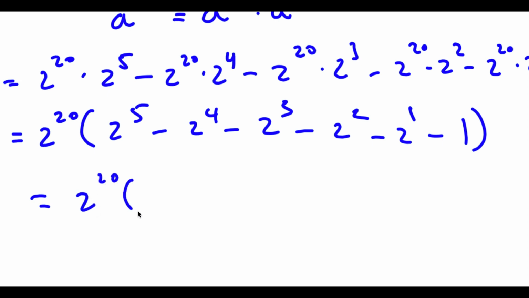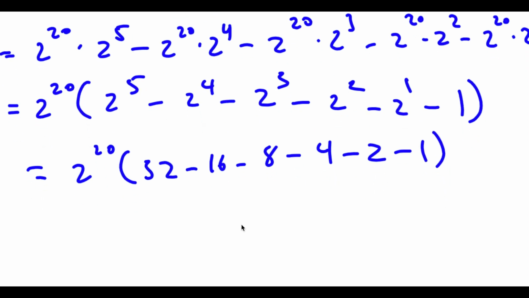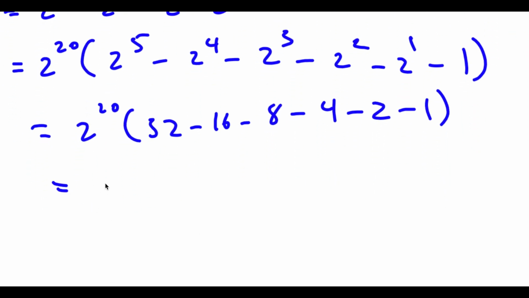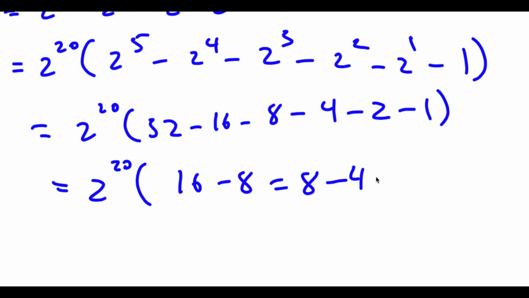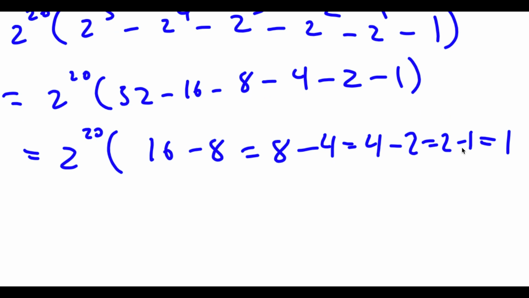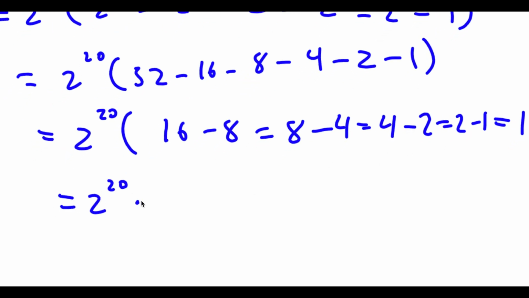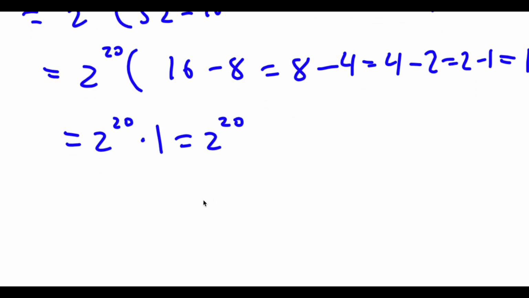Now, 2 to the power of 5 is 32, 2 to the power of 4 is 16, 2 to the power of 3 is 8, 2 to the power of 2 is 4, 2 to the power of 1 is 2, and I simply have 1 at the end. So now this is equal to 32 minus 16 is 16, 16 minus 8 is 8, 8 minus 4 is 4, 4 minus 2 is 2, and 2 minus 1 is 1. So I have 2 to the power of 20 times 1, which is equal to 2 to the power of 20. So 2 to the power of 20 is our answer.